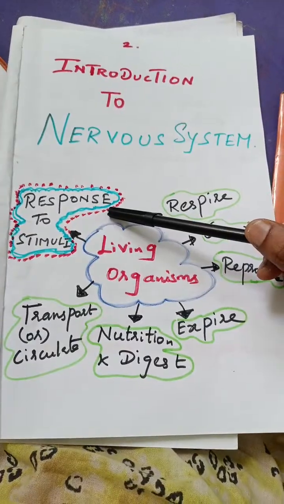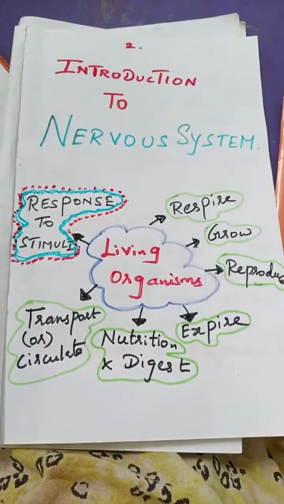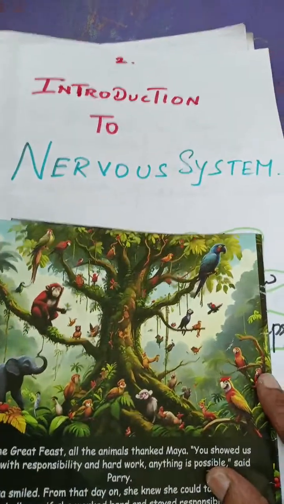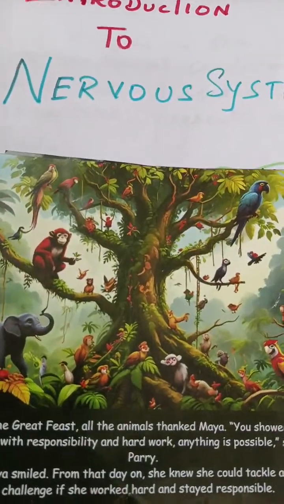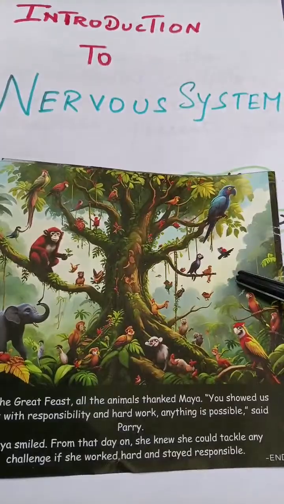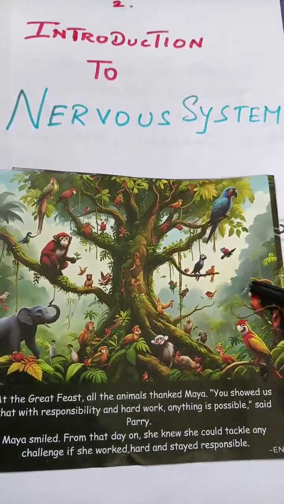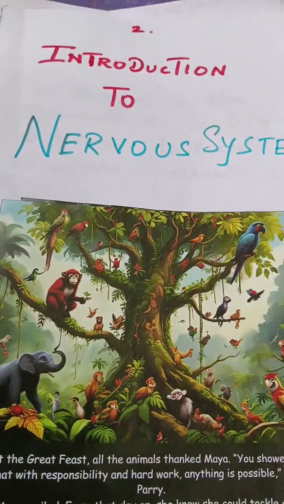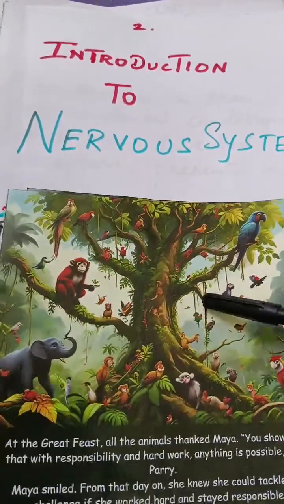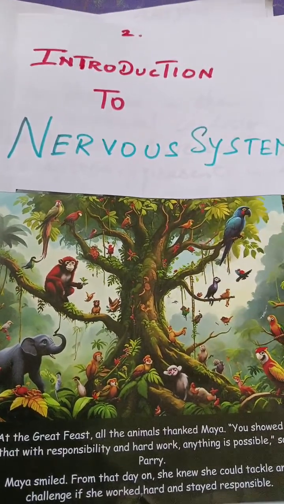Welcome once again to this session on the nervous system. All living organisms respond to their environment, and so they live. What is that response? The way they react to the changes in the environment is known as the response. Is that clear? And then, what is the stimulus?